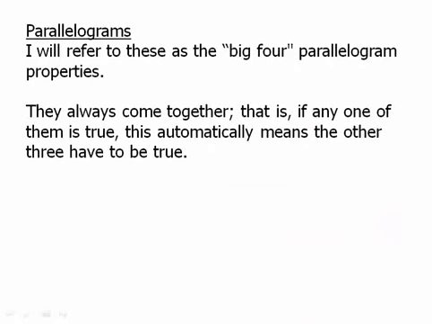And here's the interesting thing. They always come together. They always come as a package deal. That is, if any one of them is true, it automatically means that the other 3 have to be true. And if any one of them is not true, it automatically makes the other 3 not true. So it is absolutely impossible to construct a quadrilateral that has some of the big 4, but not others. Either a quadrilateral has to have all 4 of them, or has none of the 4 of them. And that's why they're so important. And any quadrilateral that has all 4 of these true is a parallelogram.